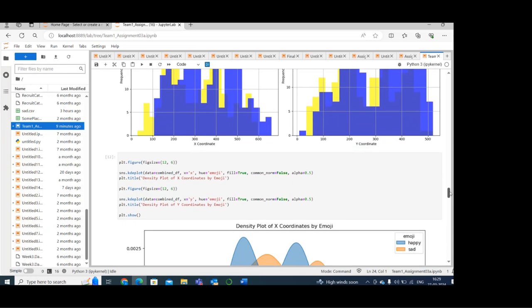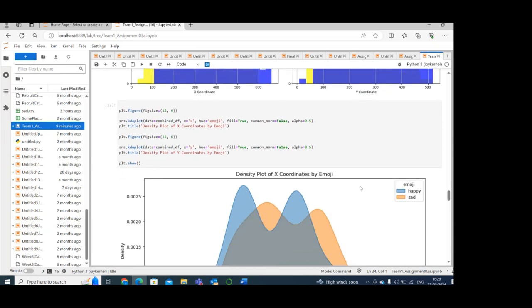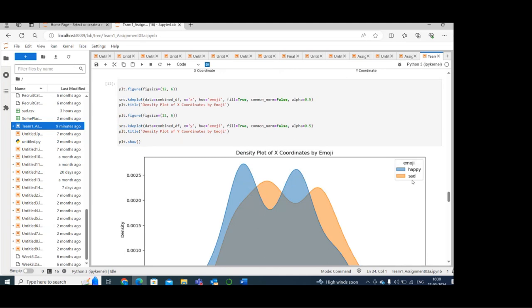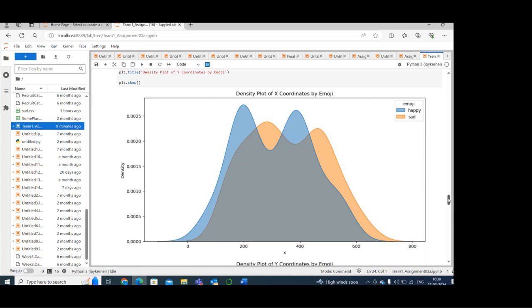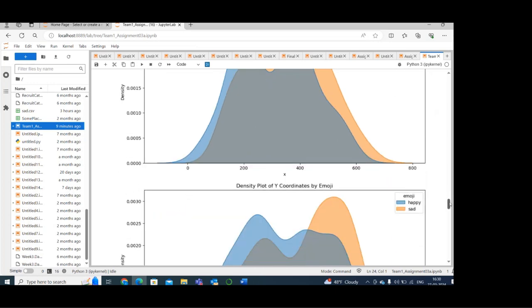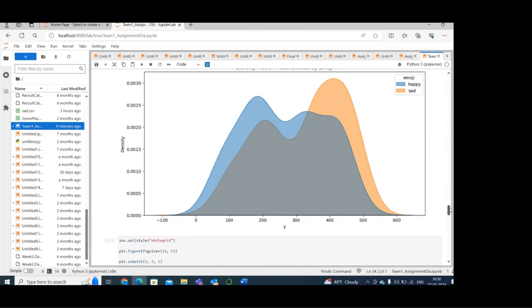Coming to the density plot exploration. Density plot exploration was another tool which we used for the visualization of the happy and the sad faces, similar to histograms as my teammates explained. This helps us to understand the distribution of data in a smoother way for the happy and the sad faces, and helps us identify the density of data points in different areas of our plots. So here you see in the x and y coordinates, it shows us the density for the emojis for the x coordinates as well as on the y coordinates.